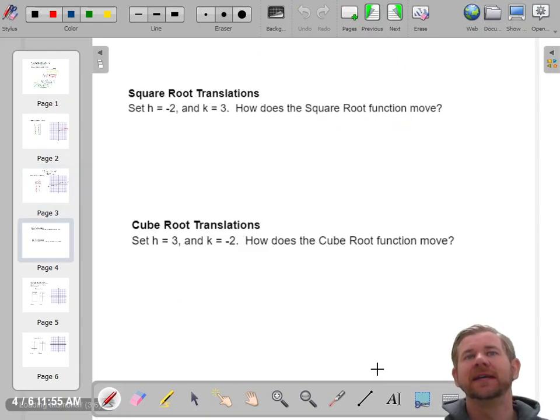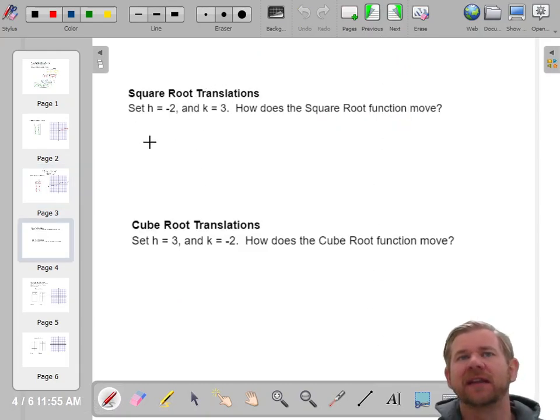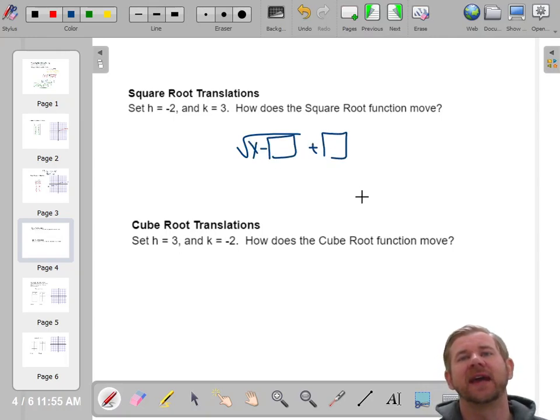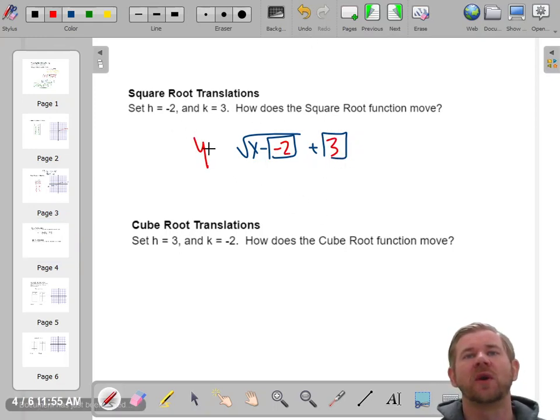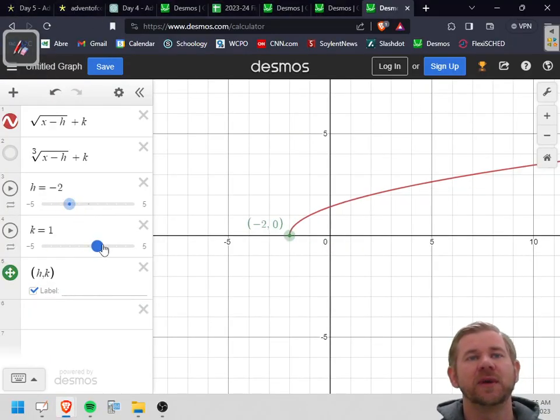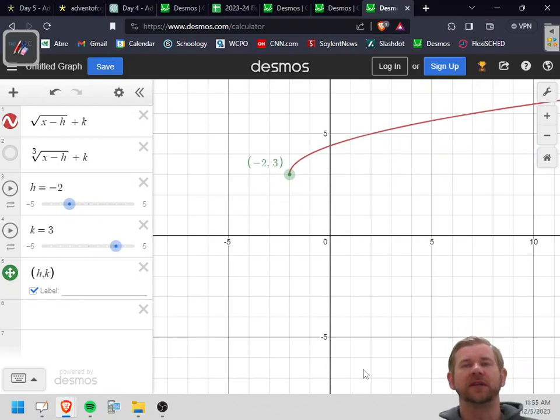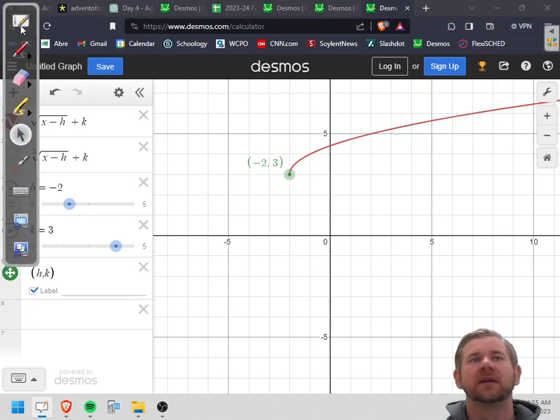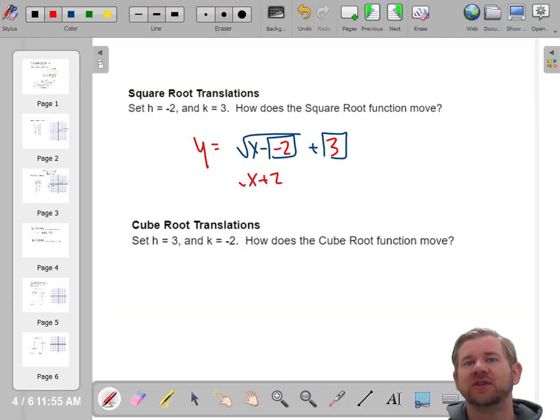So what we're going to do now is let's talk about moving stuff around, and I've got a little Desmos sketch here. So it's supposed to be the square root of x minus h, plus k. And I'm going to say I want h to be -2 and k to be +3. Okay, so this is what we're actually graphing. When I have square roots, if I make h -2 and k +3, what you need to realize is that's moving it left 2 and up 3. So when you see x plus 2, that's what that means. That's going to move it left 2, and on the outside, up 3.